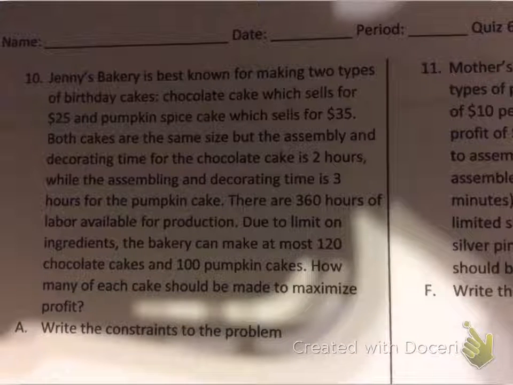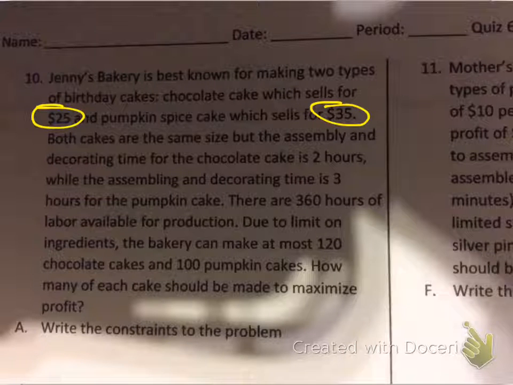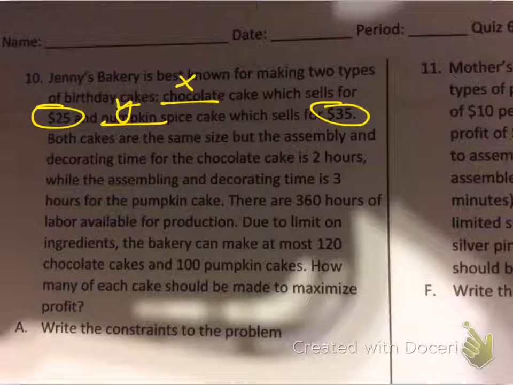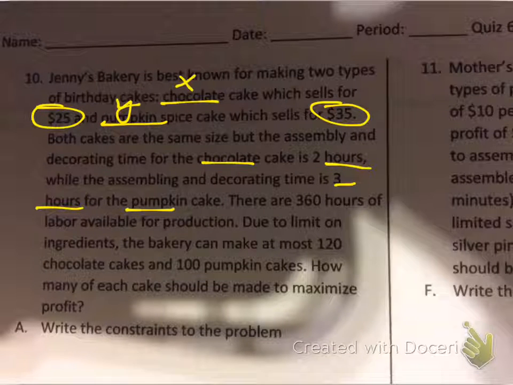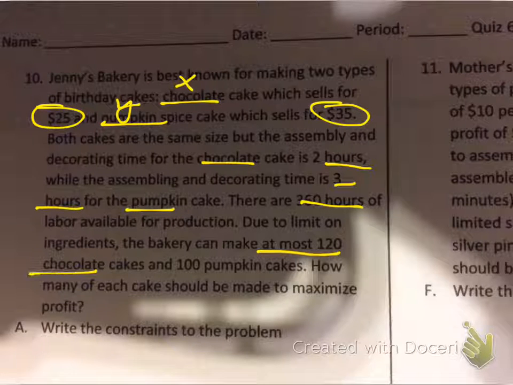Let's look here. And here's the thing, and this is the key. Look for the key numbers, guys. For those of you who weren't at my review, we went over this, but you can see here 25, 35, chocolate, pumpkin. Notice how I'm going in order, chocolate was first, and so on. 2 hours, 3 hours. 2 hours is for chocolate, 3 hours is for pumpkin, 360 hours. 120 chocolate, 100 pumpkin. So what does all that mean?